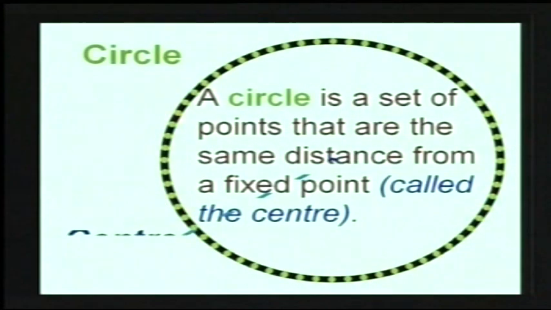Okay. Now, class, on the screen, I've got the definition for the word circle for you. What is a circle? A circle is a set of points that are the same distance from a fixed point called the center.